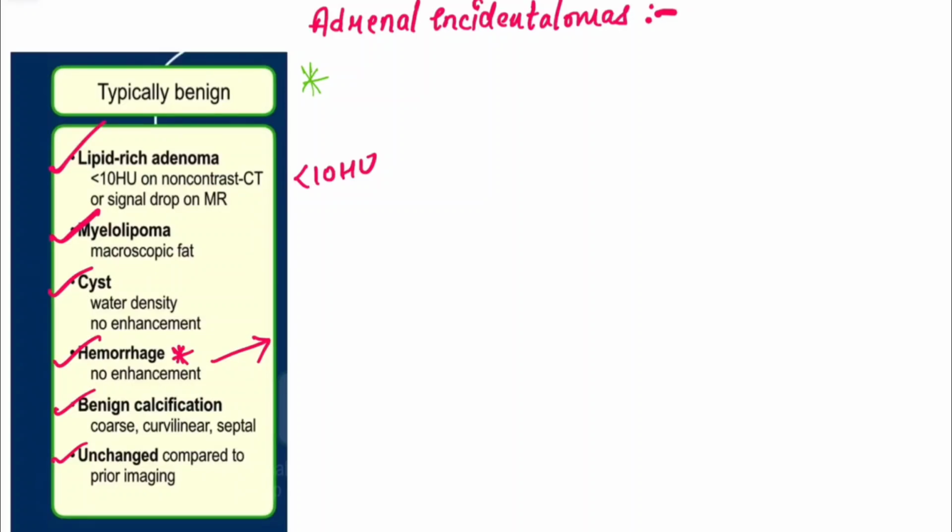Next are the unchanged adrenal lesions, which do not change compared to prior imaging, like on follow-up imaging of more than 6 to 12 months there is no change in the lesion. But there is a catch: there should not be a history of any carcinoma, and the lesions should not show enhancement. By that we mean the difference between the contrast and the non-contrast images is less than 10 HU. So these lesions are typically benign adrenal incidentalomas and they do not require any further follow-up imaging.